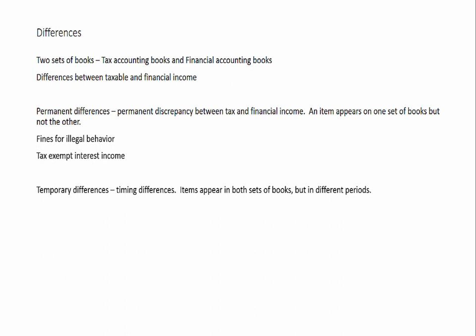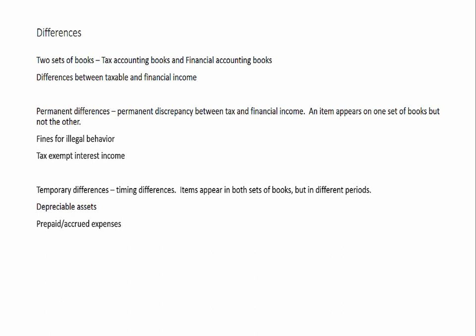Instead of permanent differences, some differences will be temporary, and these are the ones that are going to give us our problems. Temporary differences are timing differences. The items appear in both sets of books, but they appear in different periods. Most common example that's easiest to think of would be the case of depreciable assets. You might buy an asset for $100,000 with no salvage and a 5-year life. For financial accounting purposes, you might depreciate it straight line, $20,000 per year, while for tax purposes, you use an accelerated method. In both cases, the full $100,000 asset is going to be depreciated. It'll just be done in different time periods. It'll be done at a different rate.